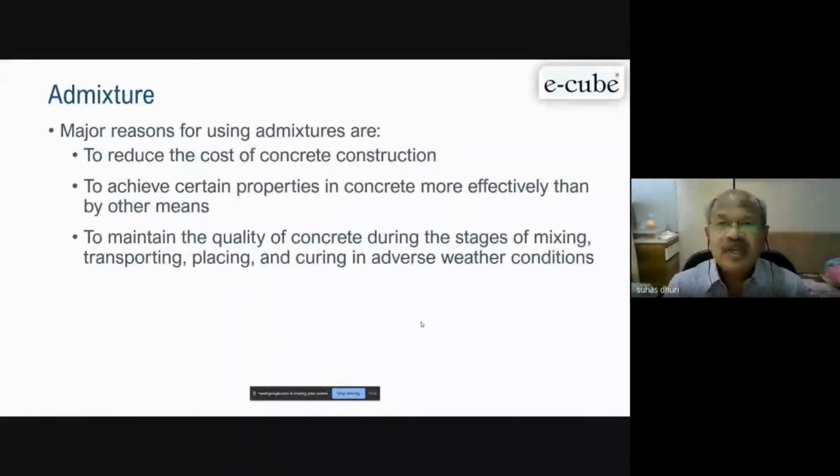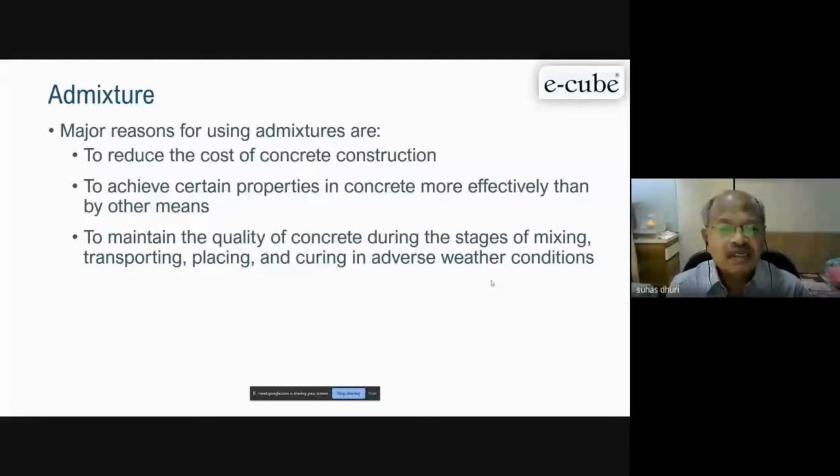Now once you have a very fluid or workable mix, mixing is very, very easy. Transportation is easy, and so are placing and curing in adverse weather conditions. So for hot weather concreting or cold weather concreting, we can take care of this using certain admixtures and make concrete as per your requirement. The basic aim is that you make your concrete as per your requirement and the application demands.